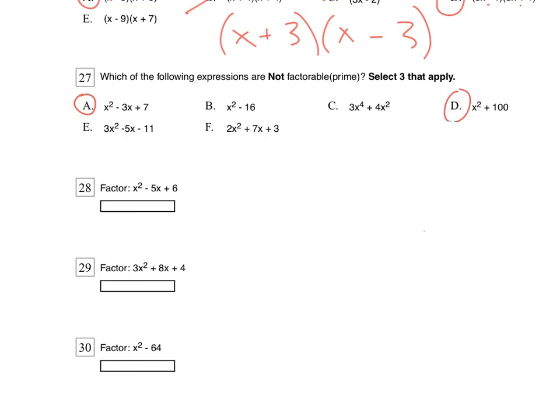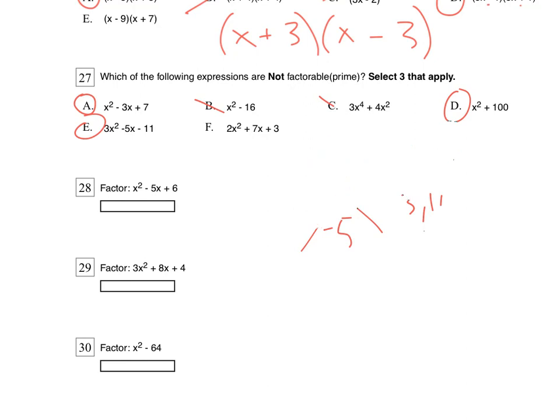As we look at C, there's a GCF of x squared. I don't care what the rest is. As soon as I can find a GCF, that's factorable. So I know that one doesn't work. And let's try E. 3 times negative 11 is negative 33, and negative 5. So what multiplies to negative 33 and adds to negative 5? So I get 1 and 33, or 3 and 11. Either of those get to negative 5, so then that would be our answer there.